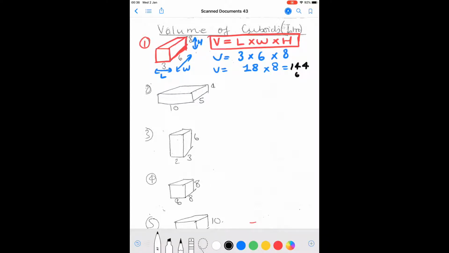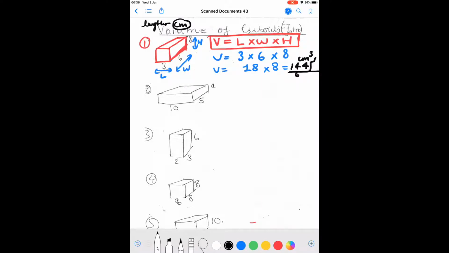Now, the units haven't been mentioned in this particular question, but we are to assume everything is in centimeters for all the lengths. So all the lengths are in centimeters, which means the volume will be in centimeters cubed. Okay, I'm running out of space, so I'm just going to pop it down over here. It shouldn't really be there, but that's my volume: 144 centimeters cubed.